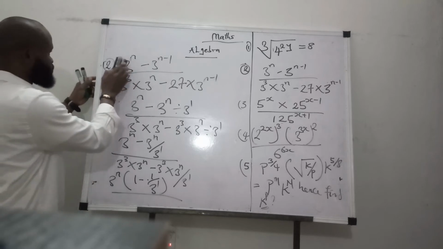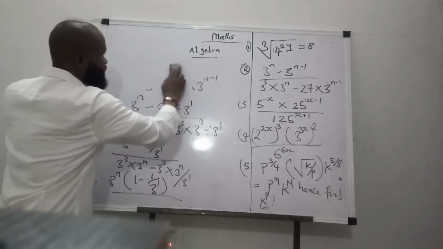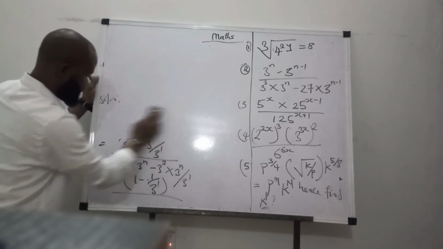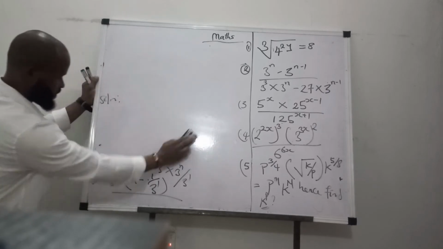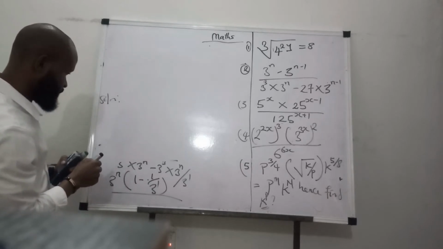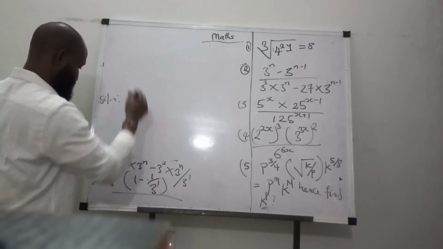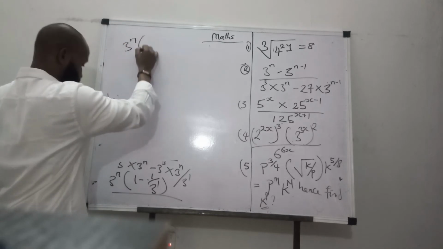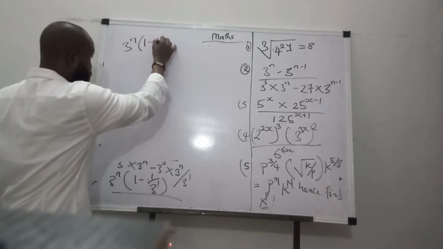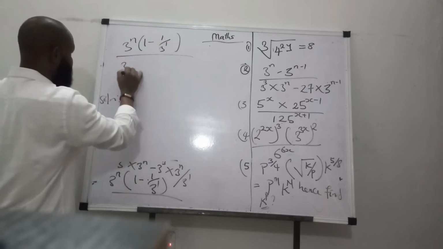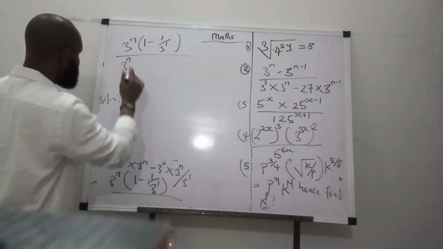Okay, I suppose you must have. So we are still working it out. So I have here 3 raised to the power of n multiply 1 minus 1 over 3 raised to the power of 1, all over 3 raised to the power of n, 3.